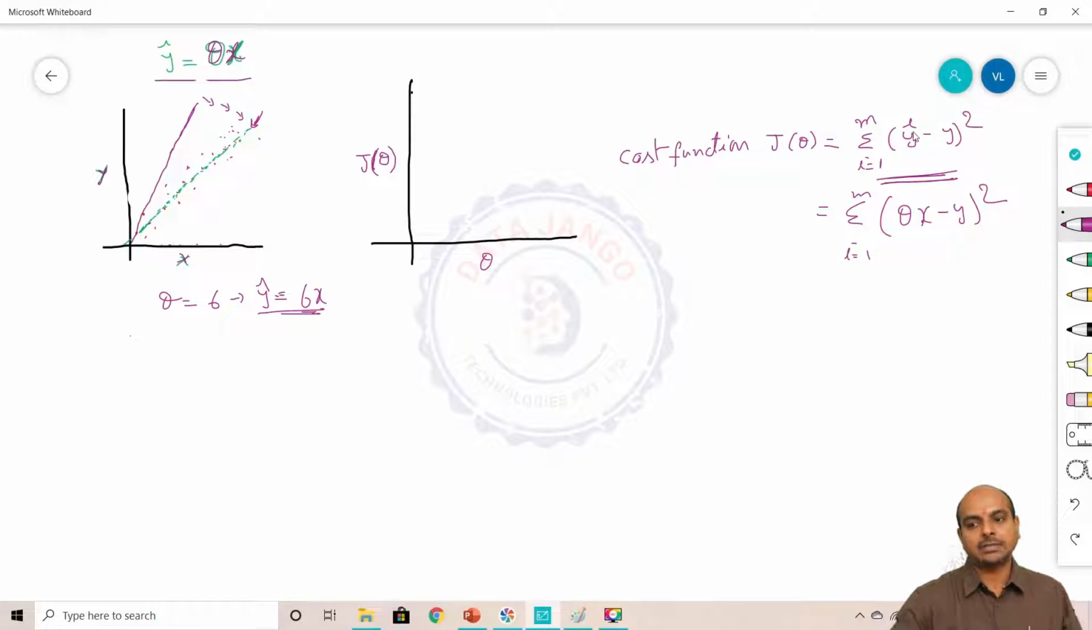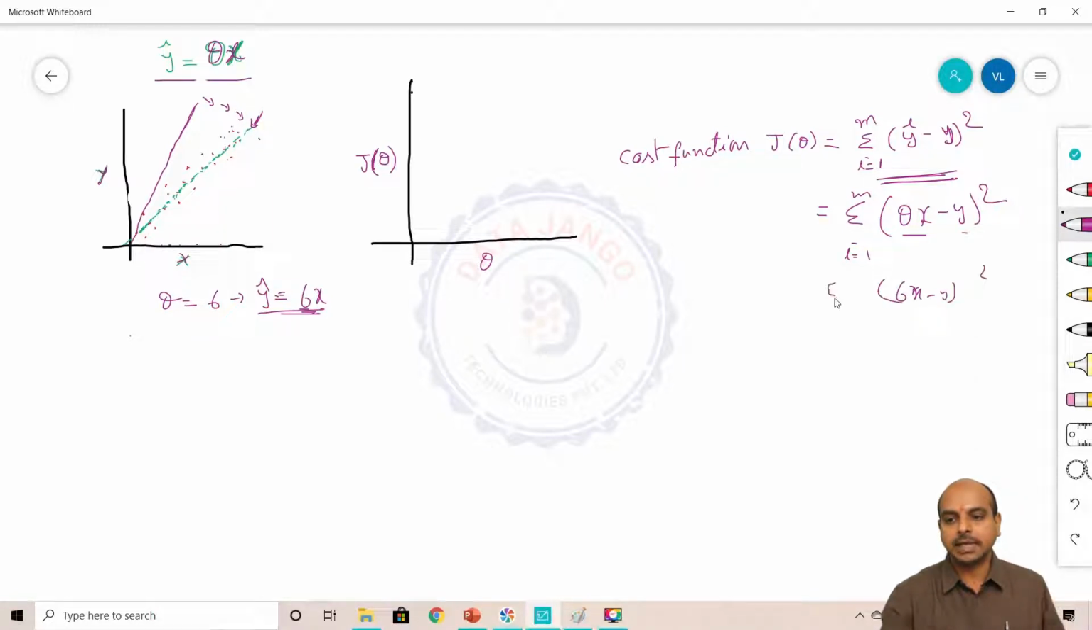If you look at this cost function, it is (y cap minus y) whole square. It's a squared error, right? From sigma i equals 1 to m. There are m number of records and we are calculating the error like this. So what is y cap? It is theta x minus y. That means, here if theta is 6, it is (6x minus y) whole square, sigma i equals 1 to m, right?